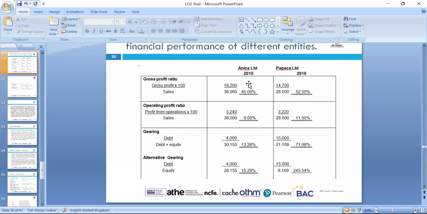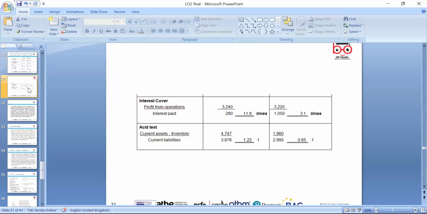Based on profitability, Papika is better in operating profit, but when we look at gearing, it is very high, so Papika is a high risk company. If it is higher risk, higher returns should be expected, but we need to think about how much risk we can bear, because the profit difference is only 2% and the risk difference is huge. So our interest cover ratio is 11.